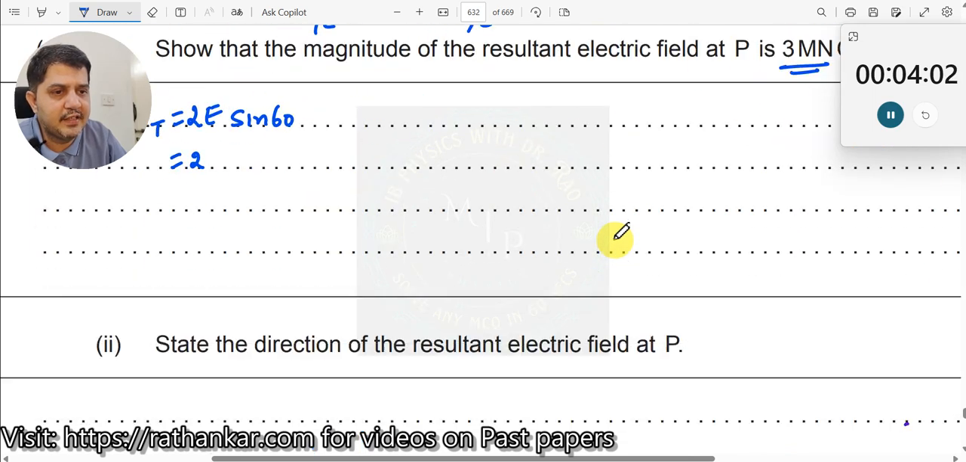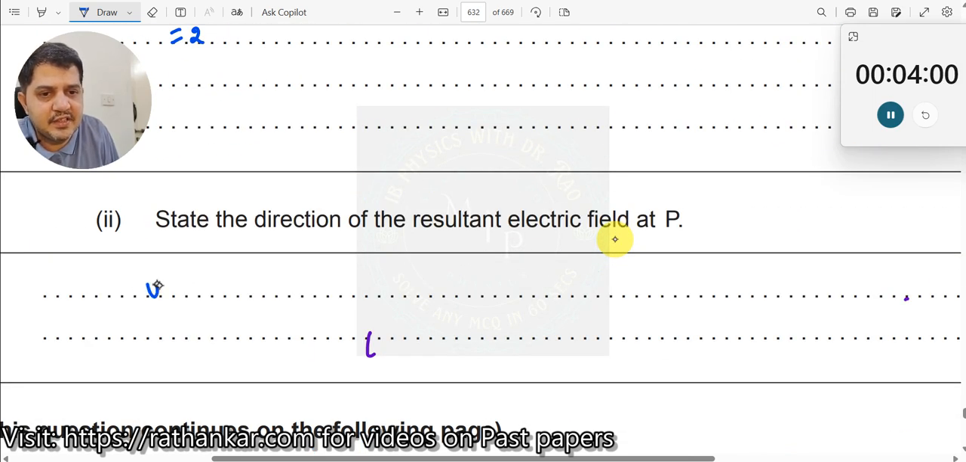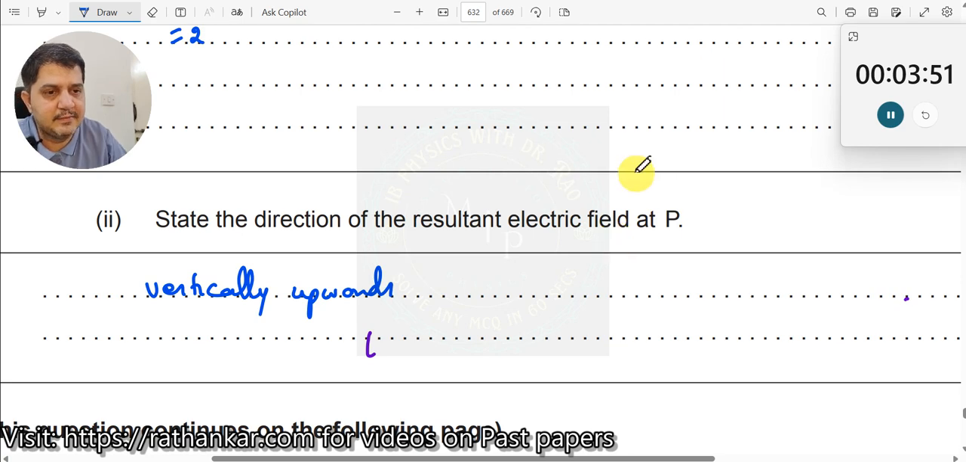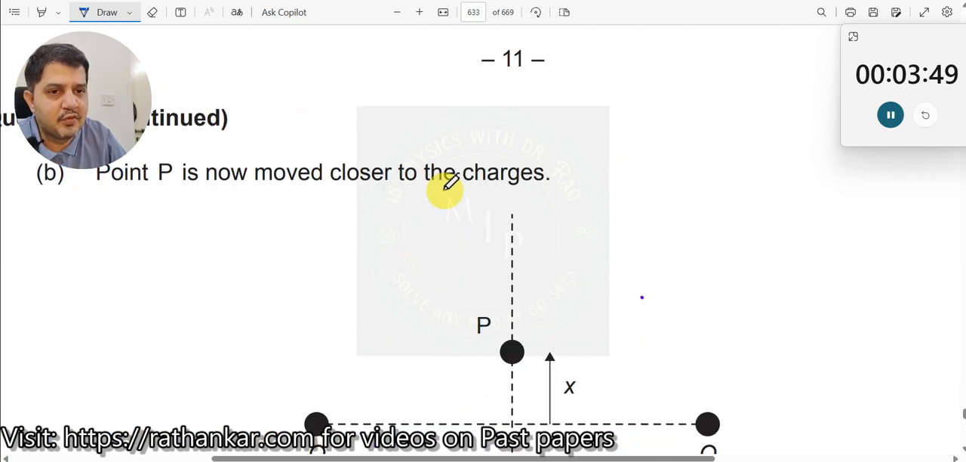So what should you write? You should just say the direction is vertically upwards. You can say so much. So this will be given 1 mark. Okay, next. Let us move on to the next point.